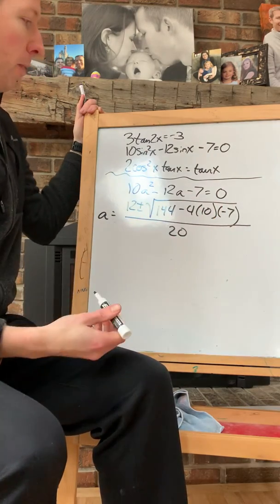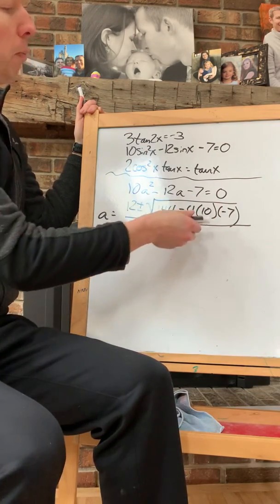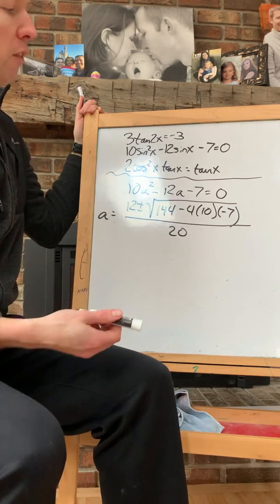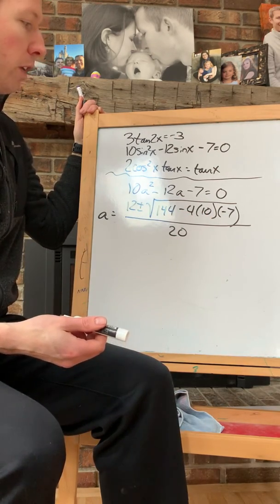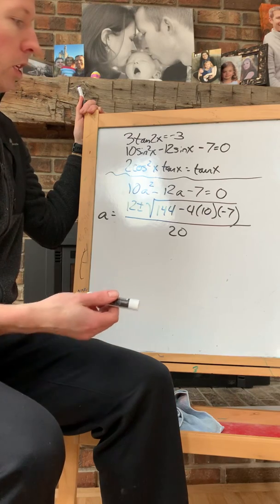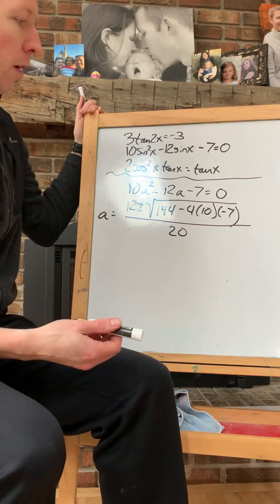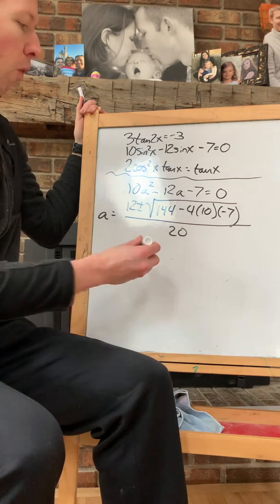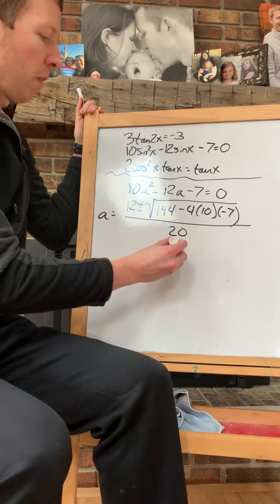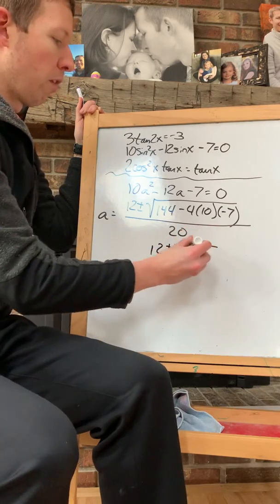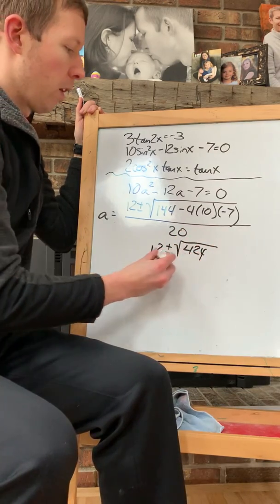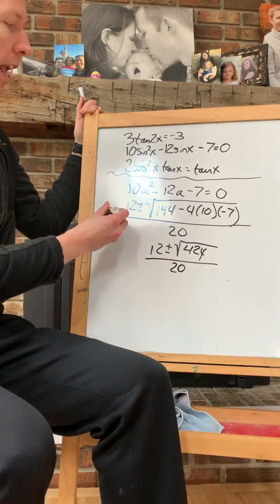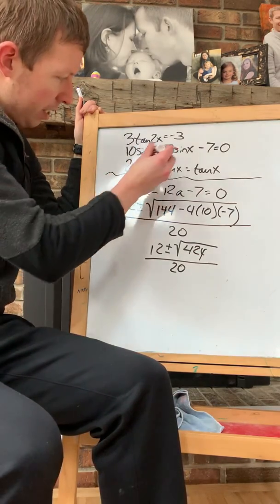Now this is not going to be a particularly nice number. 4 multiplied by 10 is 40, and 40 multiplied by -7 is -280. So we're going to take 144 plus 280, and we're going to end up at 424. So we have 12 plus or minus the square root of 424 divided by 20. And this is what a is, and a is the sine of x.